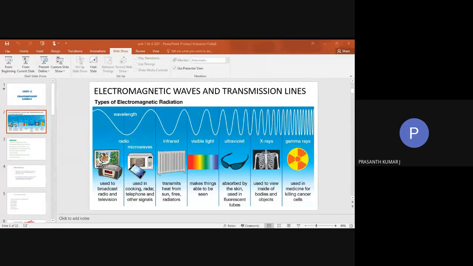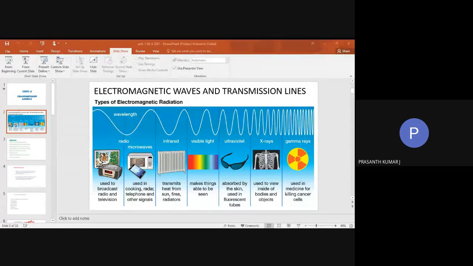Then we have visible light. Visible light means white light. So we are using optical cables for white light. After visible light, we can see ultraviolet radiation. Ultraviolet radiation is used for different applications. They are used in fluorescent tubes. And these UV rays are absorbed by skin. Then we have X-rays. X-rays are used to detect objects and bones inside our body. Then gamma rays. Gamma rays are used for treating cancerous cells. So these are the different applications we see from low frequency to very high frequency.